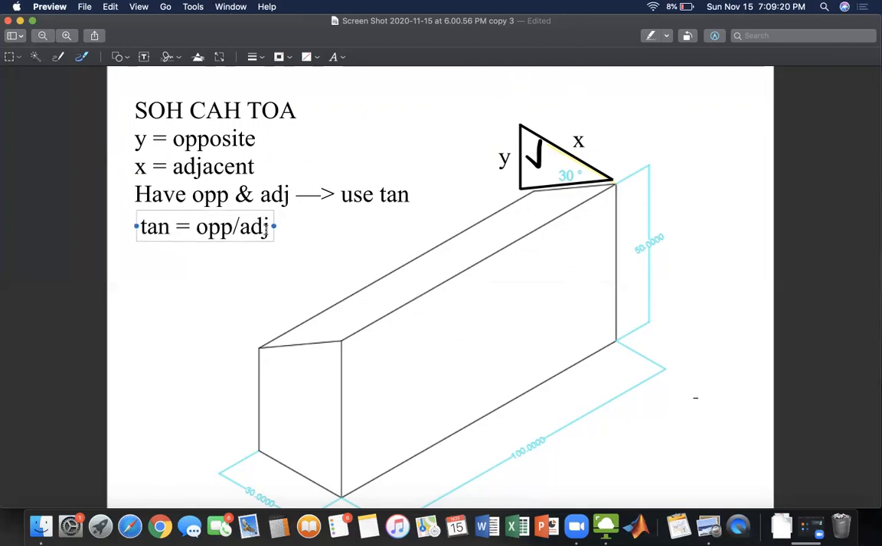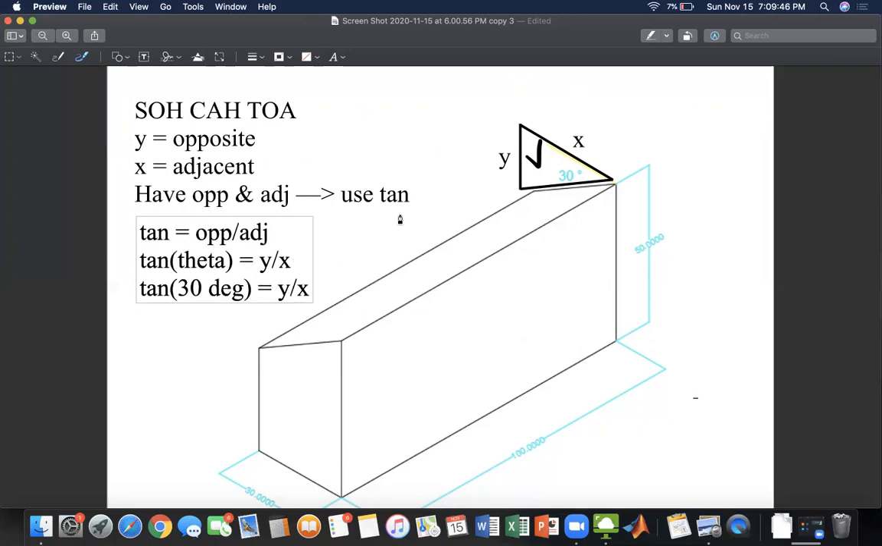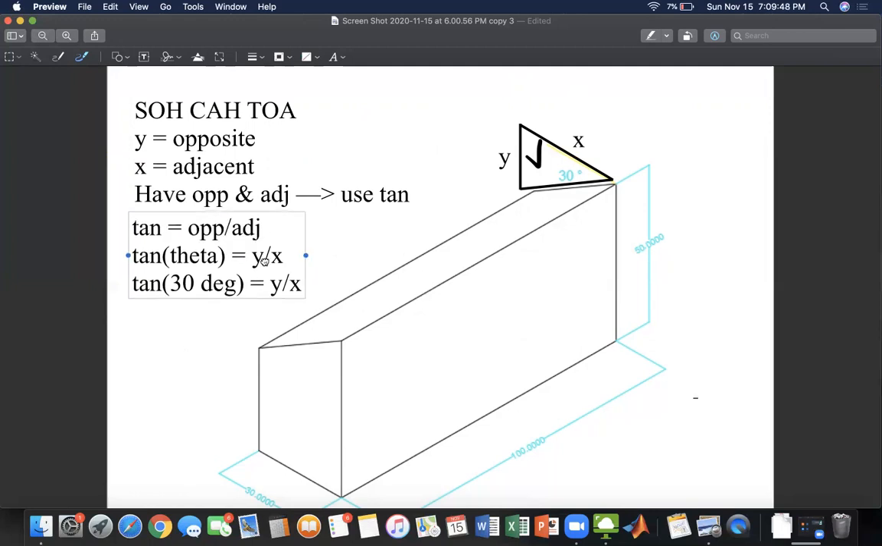So that means tangent theta is going to be y over x, right? Because y is the opposite and x is the adjacent. So if we plug in our values, tangent of 30 is y over x.